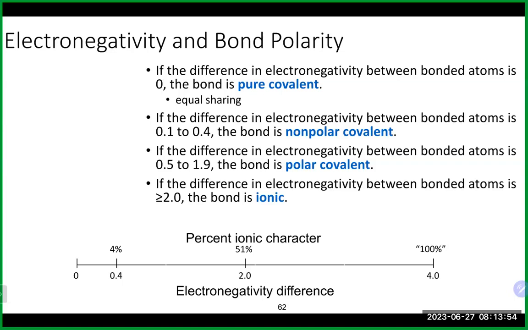Again, a reminder that if you technically have an electronegativity difference of 0, it is sometimes considered a pure covalent bond, which is still a nonpolar bond. It's your perfect equal sharing of electrons between the atoms.